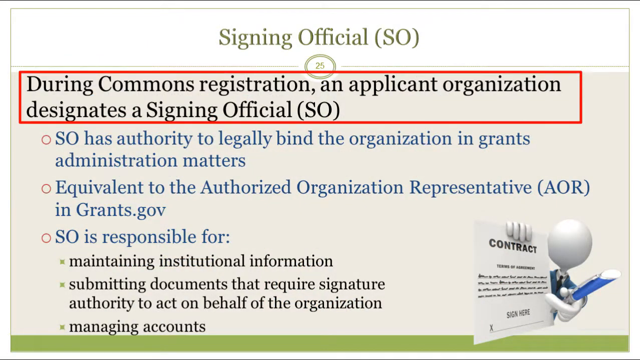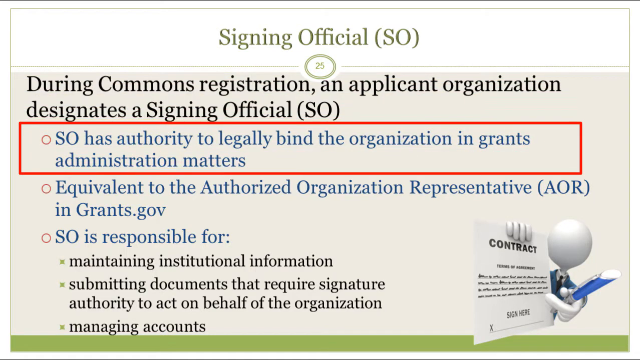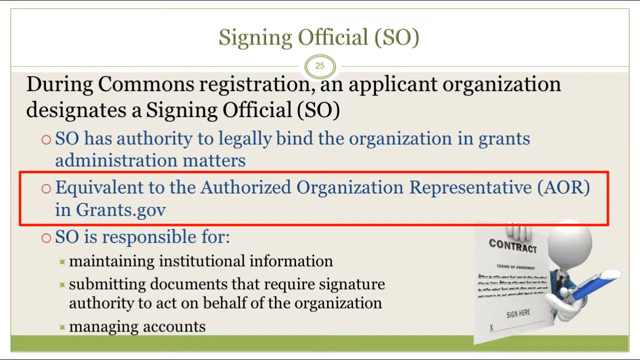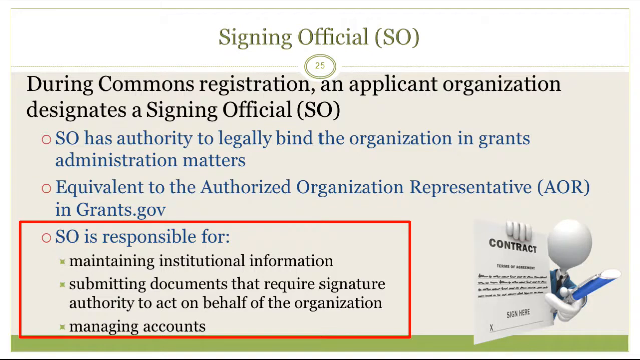It starts at the time that your organization is registered with eRA Commons. During the registration process, the organization will designate somebody as a signing official. It is the signing official who has the authority to be the legal representative of the organization or the institution. They are equivalent to the AOR in grants.gov. So, signing officials maintain the institutional profile, they submit the reporting, and they manage accounts.